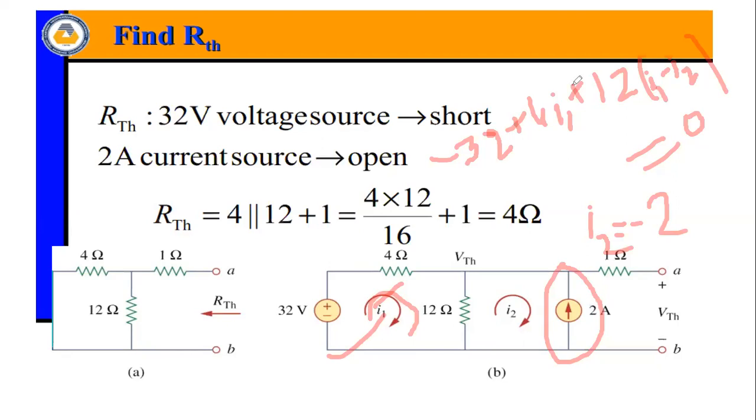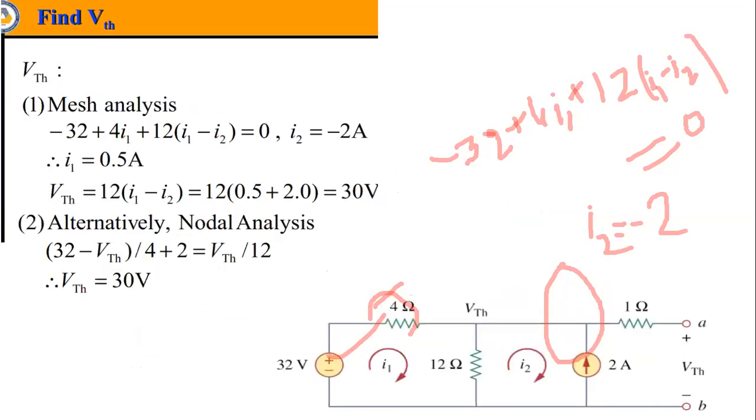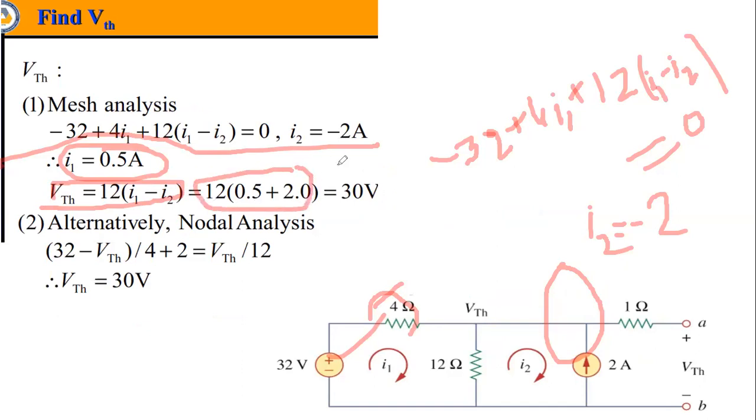Further, what you will get is like this. You can see directly: I2 is here, the equation is here. So I1 will be 0.5. Now VTH is the voltage across the 12 ohm resistor. So 12 into (I1 minus I2) will give us the voltage across the 12 ohm resistor, that is 30 volts. So 30 volts becomes VTH.